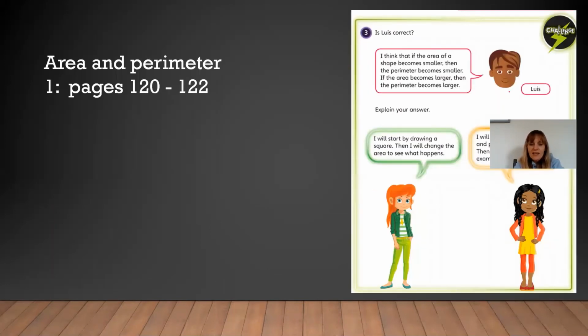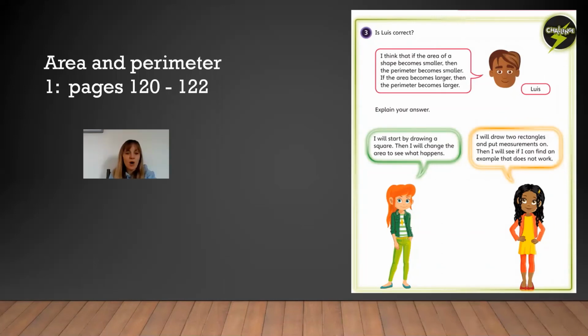Okay, so today's work. You're working on area and perimeter part 1 in Power Maths, pages 120 to 122. This, you've just got to keep thinking area is length times width, perimeter, outside edge, and do the comparison to see how you get on.